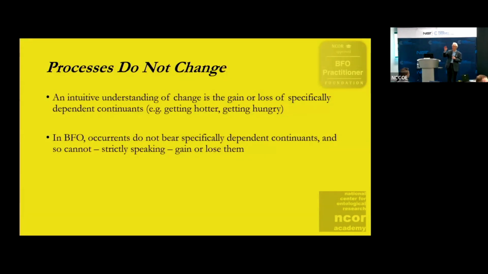I'll just say, so we have qualities and we have realizable dependent continuants. Realizable dependent continuants are roles on the one hand, which are assigned by some social act typically, and dispositions which are a matter of physics. Okay.